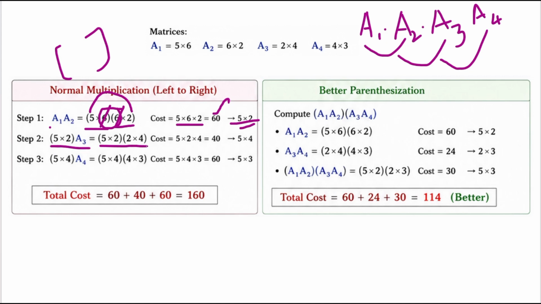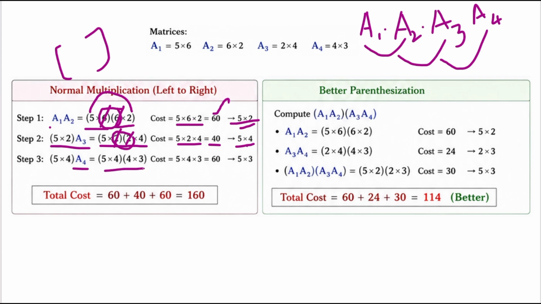Then find the cost. The A3 dimension is 2 into 4. Take 2 as common: 5 into 2 into 4, so the number of scalar multiplications needed here is 40. The resultant matrix dimension is 5 into 4. Simply cut this value; 5 into 4 is the resultant matrix. Then this matrix is multiplied with the next matrix, that is A4. This is the normal multiplication procedure, right?